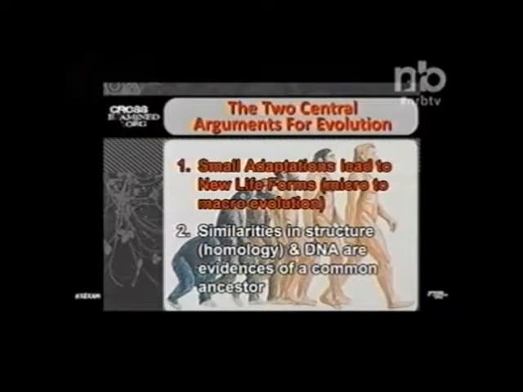And you don't need to know a lot of detail here. If you can just remember one philosophical point, or one point of reason, you can refute this entire argument. Let's take a look at the first one here. Small adaptations lead to new life forms, micro to macro.